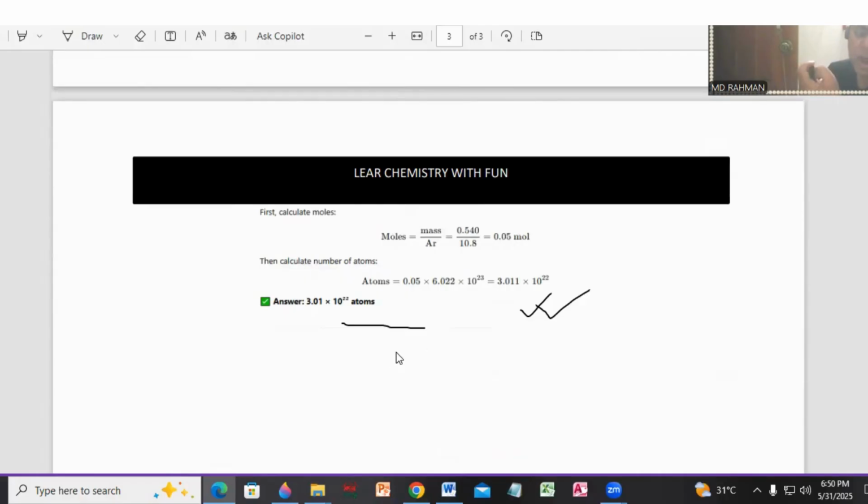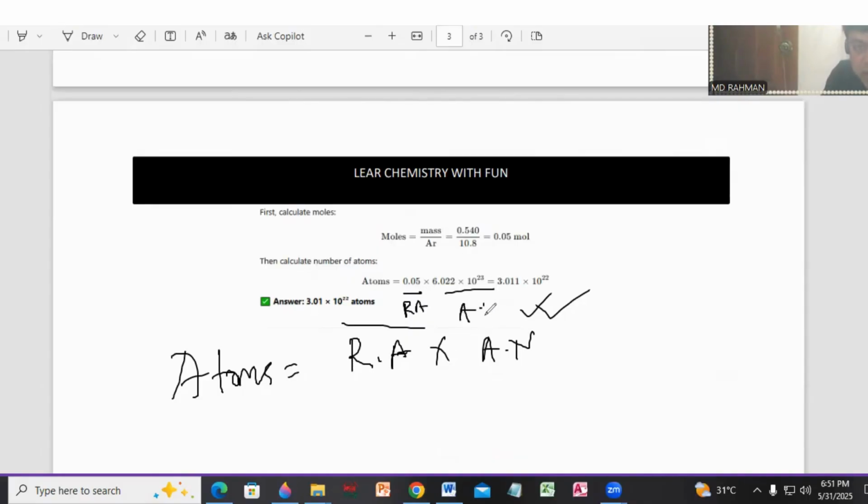And now, how many atoms are there? Calculate the number of atoms. What is the formula for the number of atoms? I can write here that atoms equal to Ar, relative atomic mass, times Avogadro's number. Now this one is the relative atomic mass, Ar, and this one is Avogadro's number, Na. So if you calculate, you will get this one. So this is the correct answer.